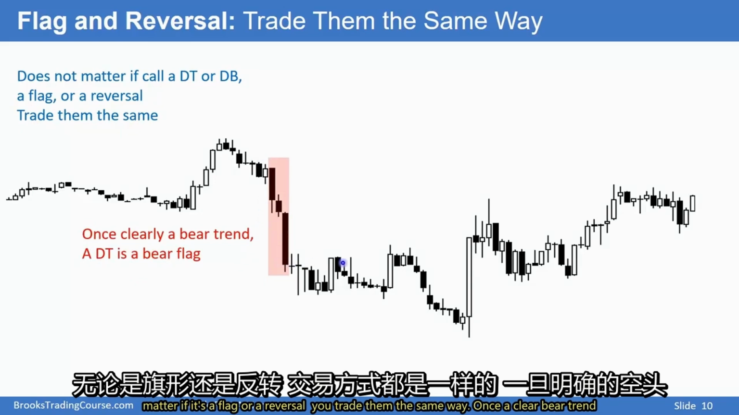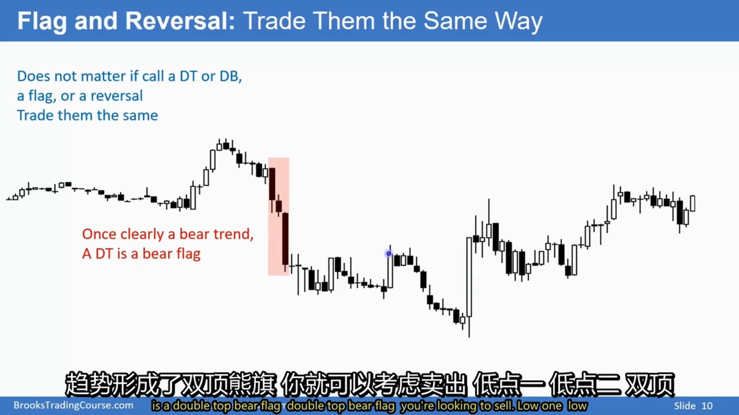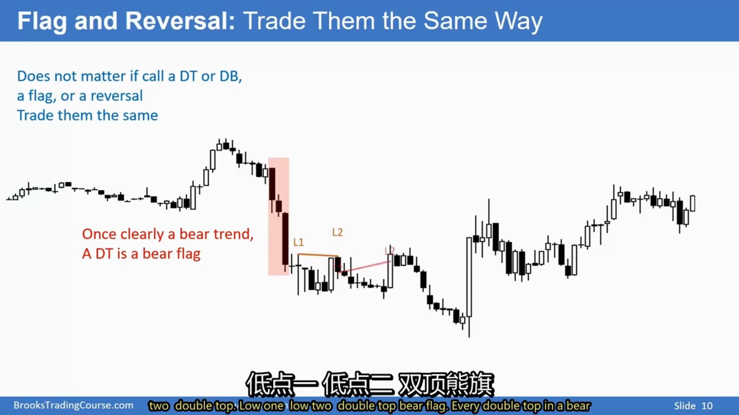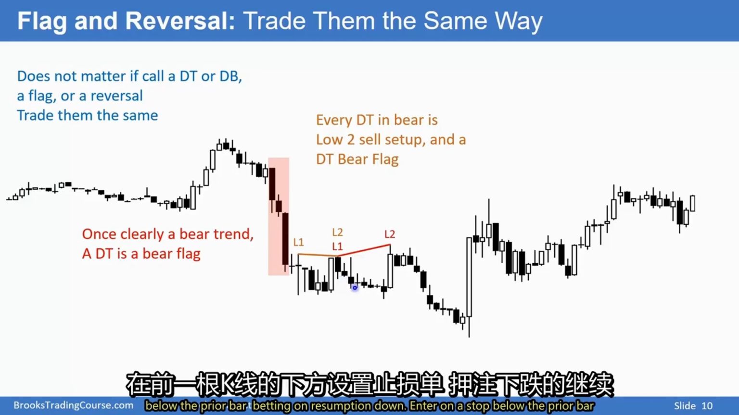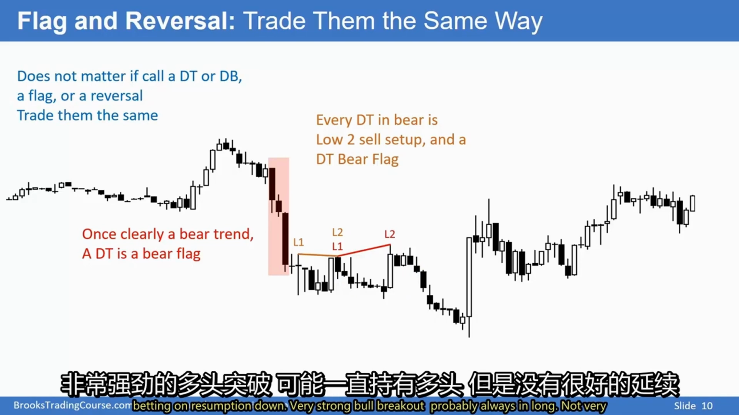Once there's a clear bear trend and a double top bear flag, you're looking to sell. Low 1, low 2, double top. Low 1, low 2, double top bear flag. Every double top in a bear trend is a low 2 sell setup, and therefore an opportunity to get short. Enter on a stop below the prior bar, betting on resumption down.